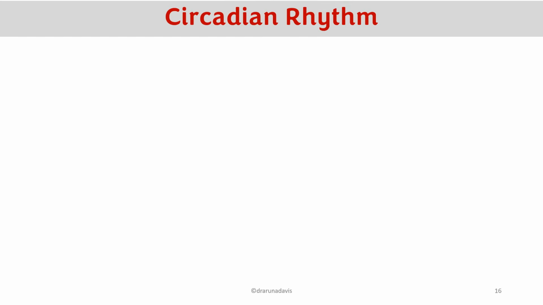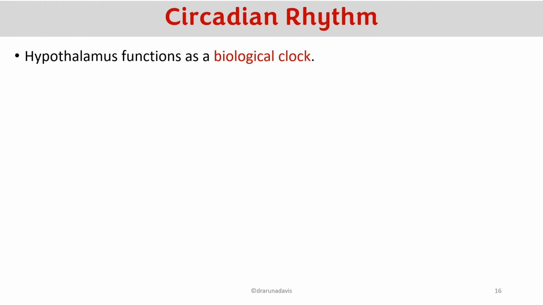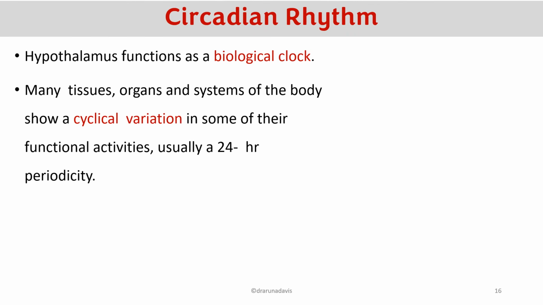Next, we'll move on to an important function of hypothalamus, which is circadian rhythm. Circadian rhythm is your 24-hour biological clock, and the hypothalamus functions as this biological clock. Many tissues, organs and systems of the body show cyclical variation in some of their functional activity, usually at 24-hour periodicity. Remember, when we talk about circadian rhythm, it is not only about the sleep-wake cycle.